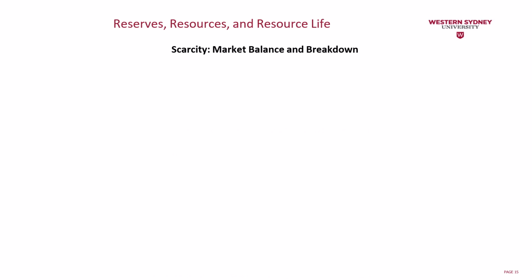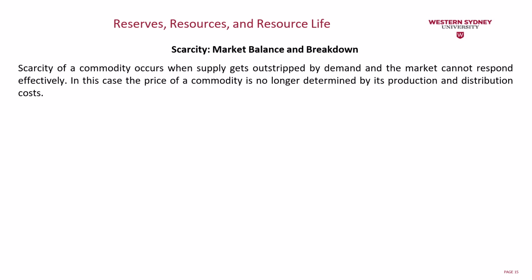So, criticality and market balance and breakdown. The scarcity of a commodity occurs when supply gets outstripped by demand and the market cannot respond effectively. In this case, the price of the commodity is no longer determined by its production and distribution costs.